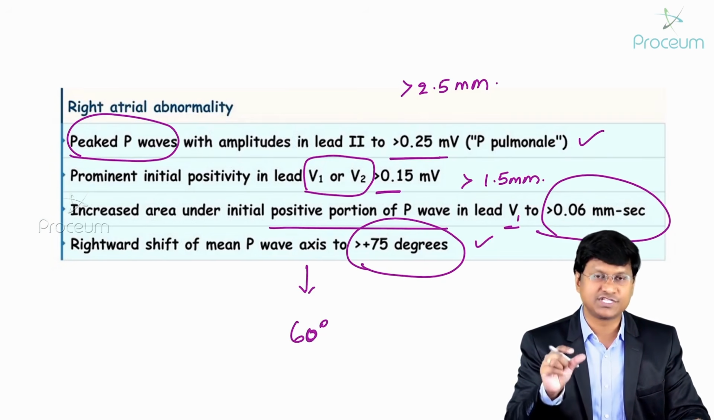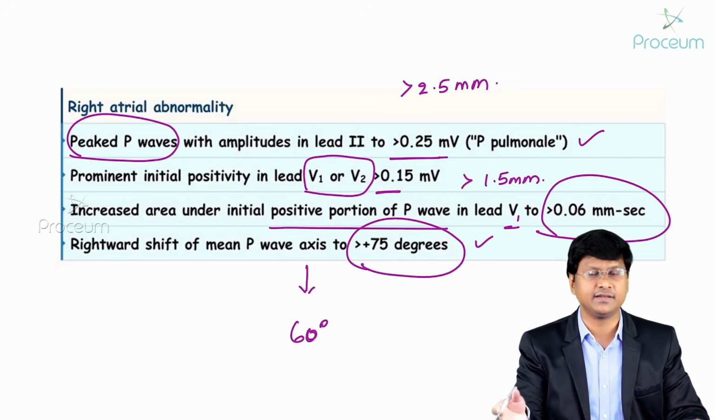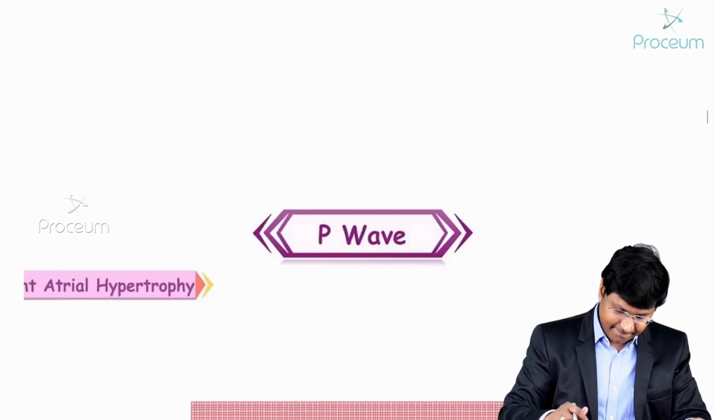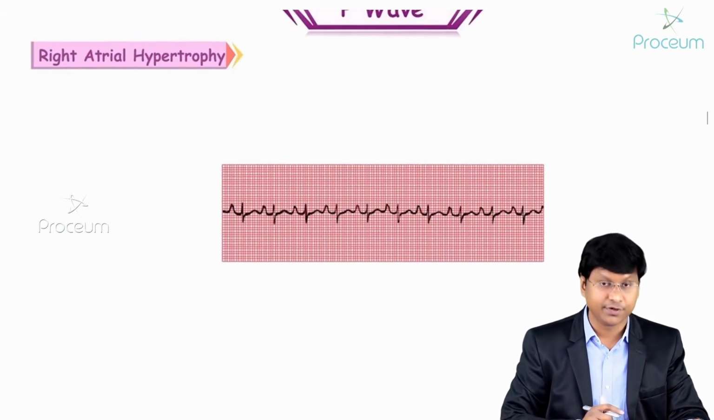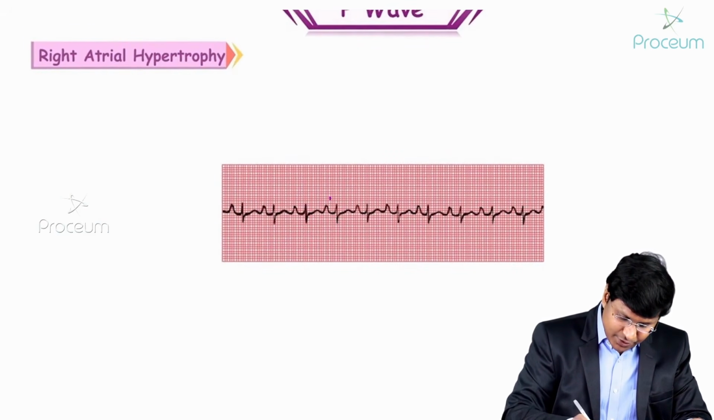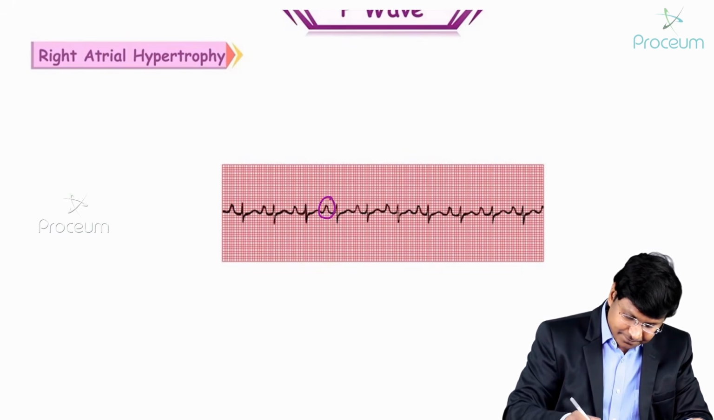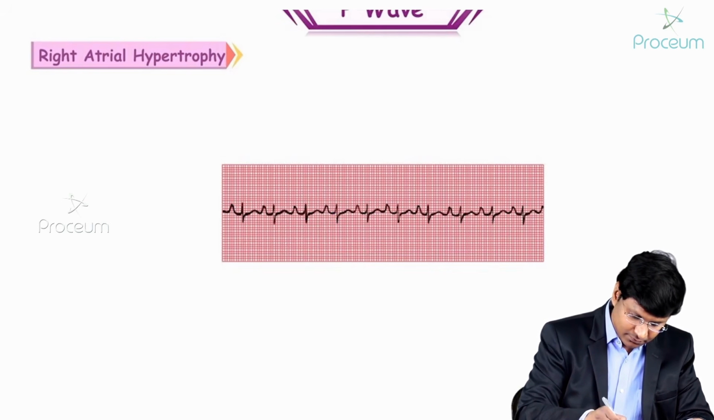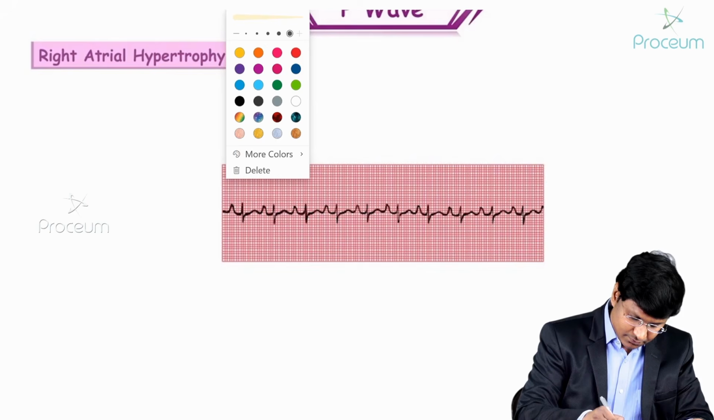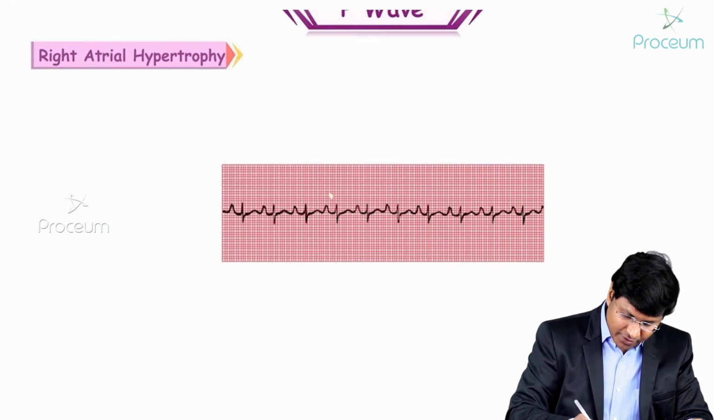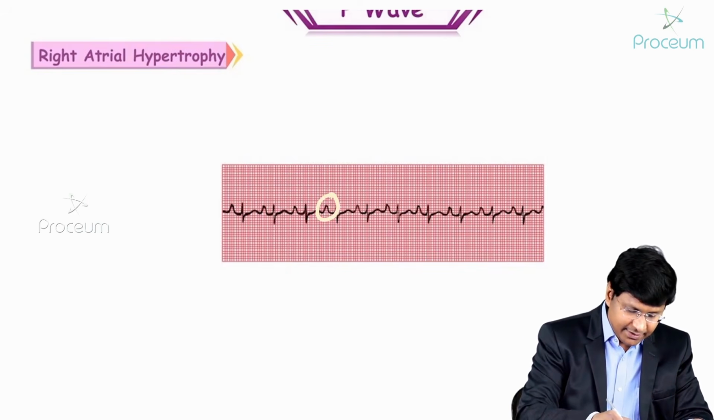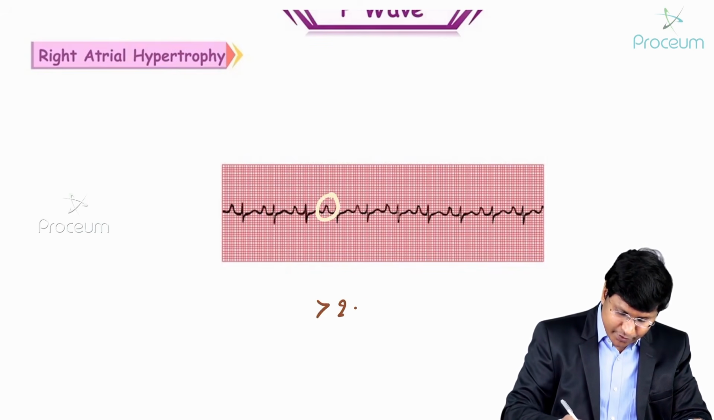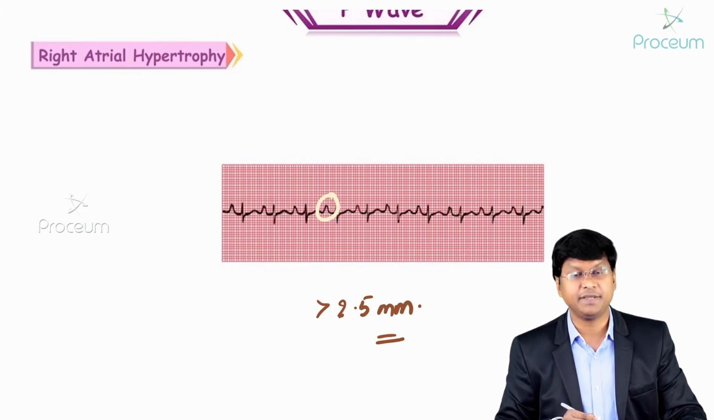So let me show you a small strip of this right atrial abnormality, and then we will do some MCQs on that. If you see this ECG strip over here, you can make out the P wave here, where the amplitude is more than 2.5 mm, which is nothing but your P pulmonale. Now you see the question also.